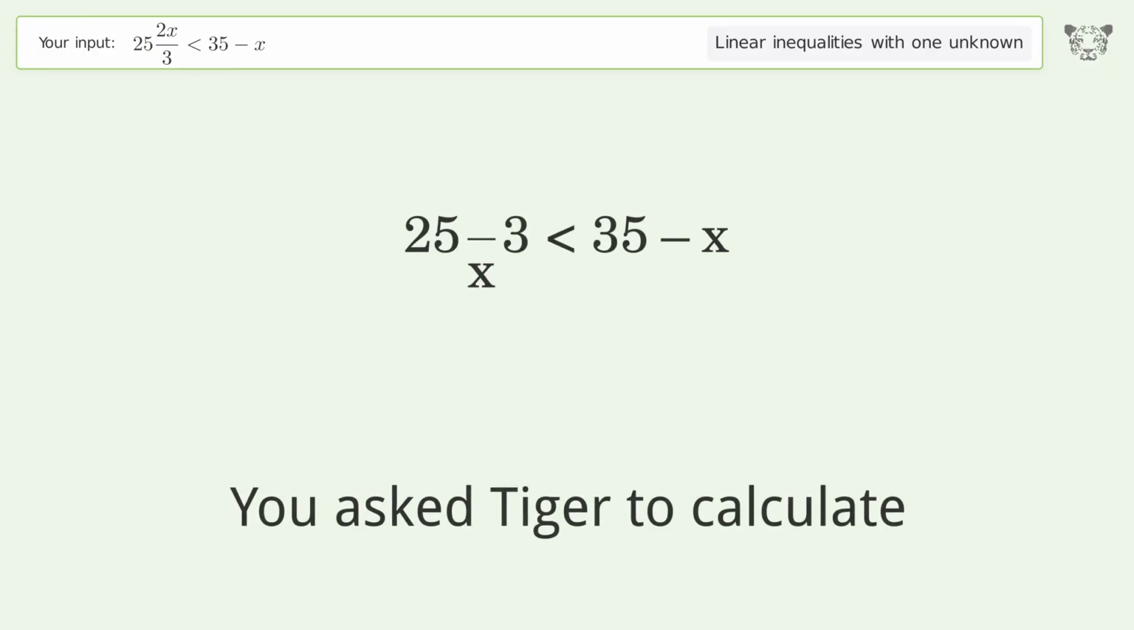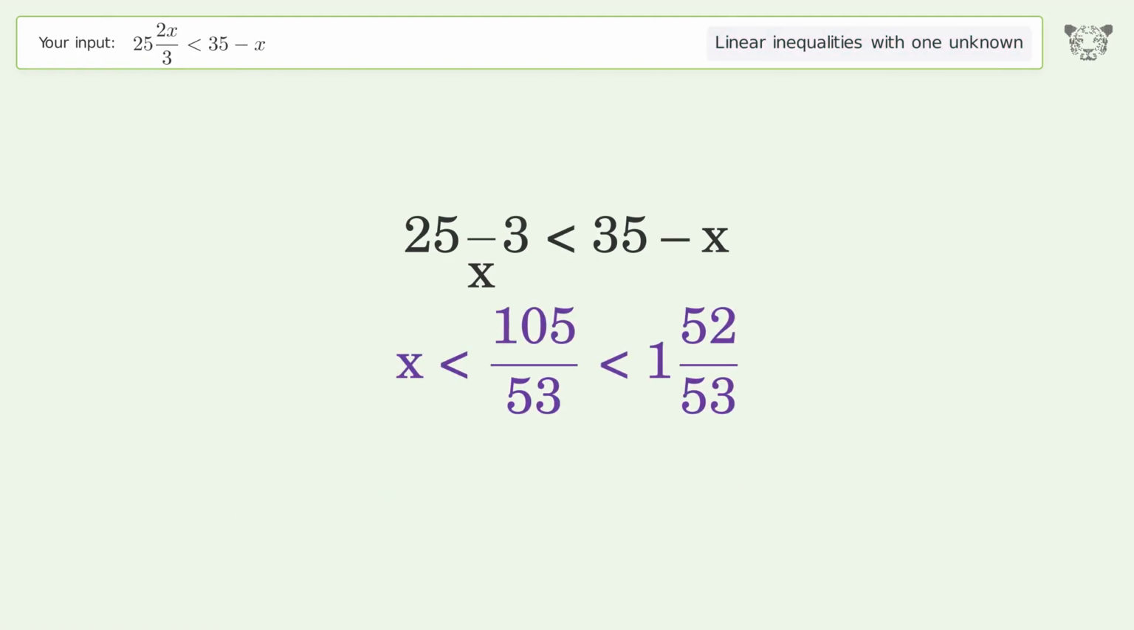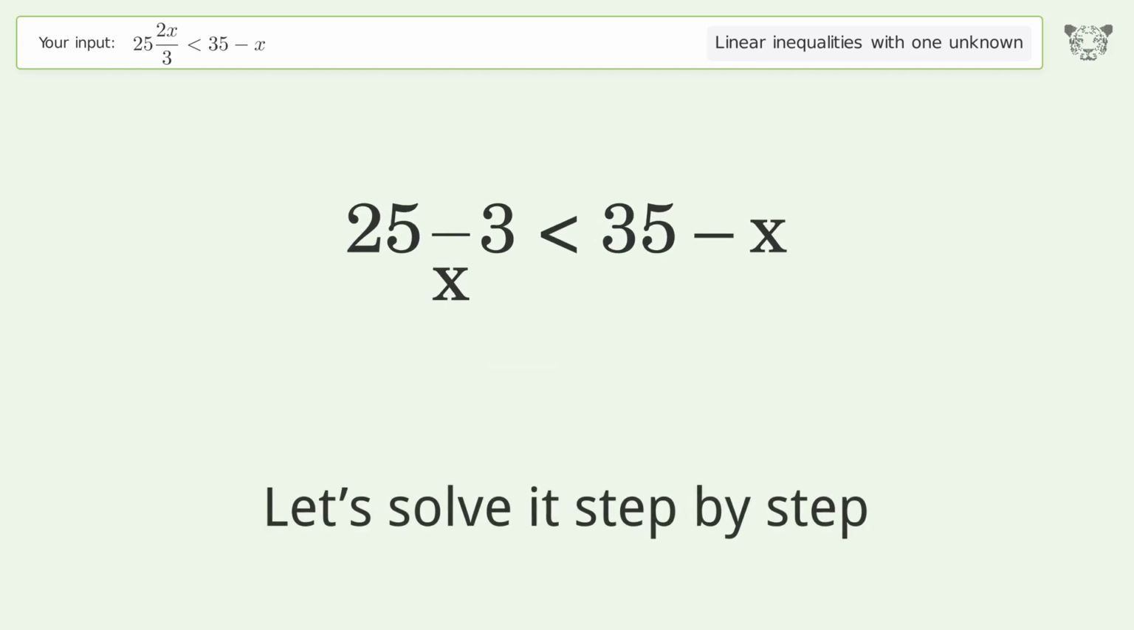You ask Tiger to calculate. This deals with linear inequalities with one unknown. The final result is x smaller than 105 over 53 smaller than 152 over 53. Let's solve it step by step.